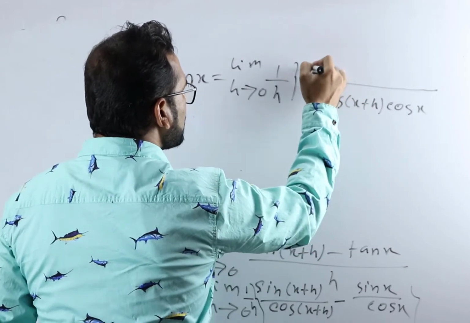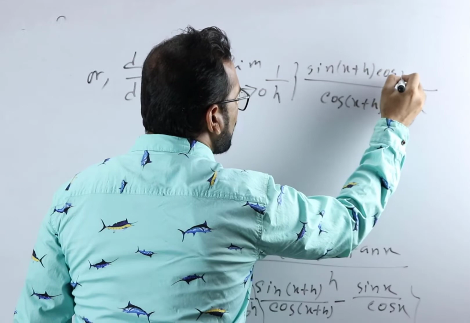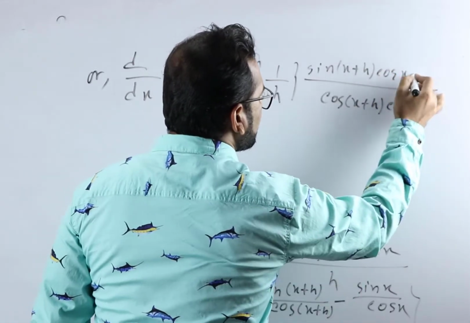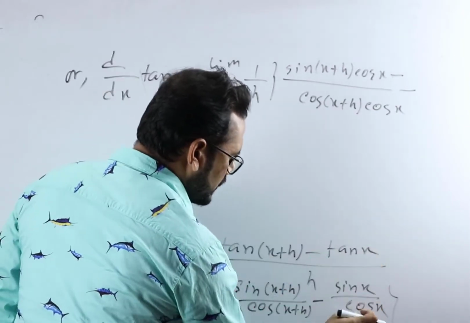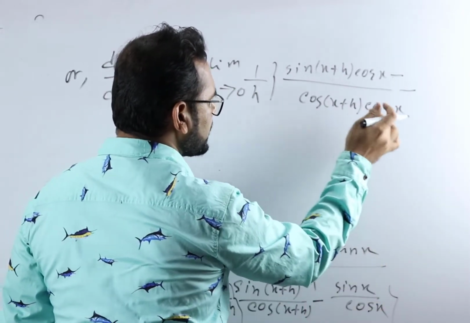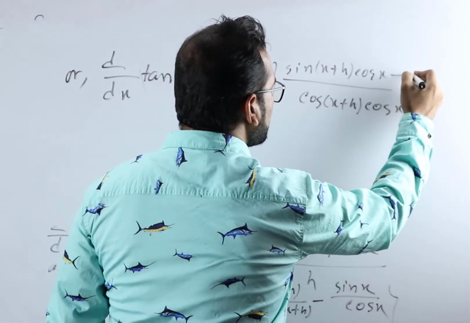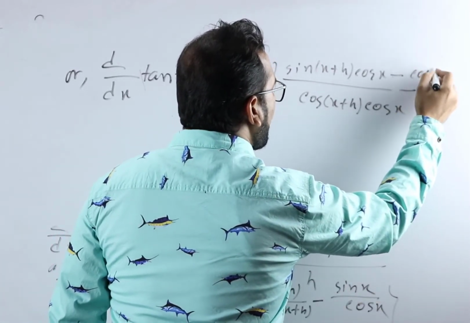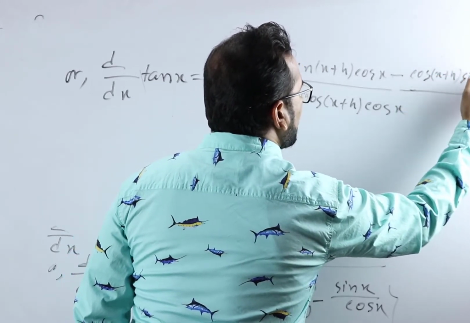Then it will be sin(x plus a) cos x minus, and then we need to divide this expression by cos x. Then we get cos(x plus a), and by this cos(x plus a) we have to multiply sin x. Then it will be cos(x plus a) sin x.